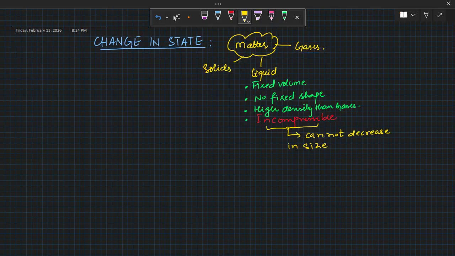If you talk about solids, what we know is that solids have a fixed shape and fixed volume. And compared to the density of liquid and gas, they have a high density, and solids cannot flow.